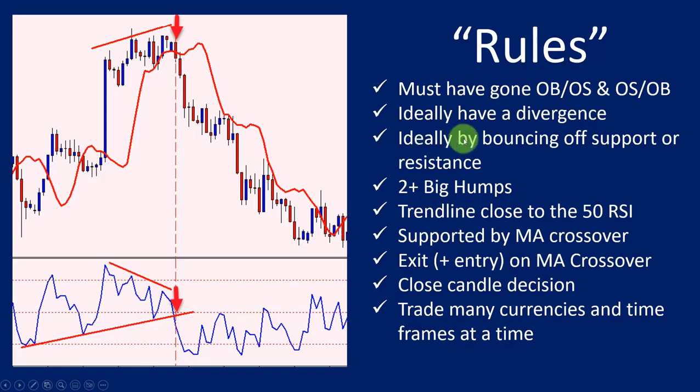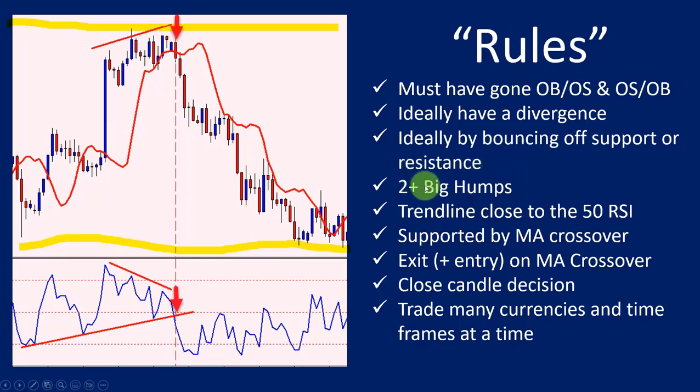Then ideally, you want it to be bouncing off support and resistance. I haven't brought that into account on this chart, but let's say there was resistance over here and support over there. That's another confirmation for this trading signal. If it is bouncing off resistance, that's another confirmation you can work on. It doesn't always have to happen, but you need to decide on balance whether there are enough signals to help you in this particular trade.